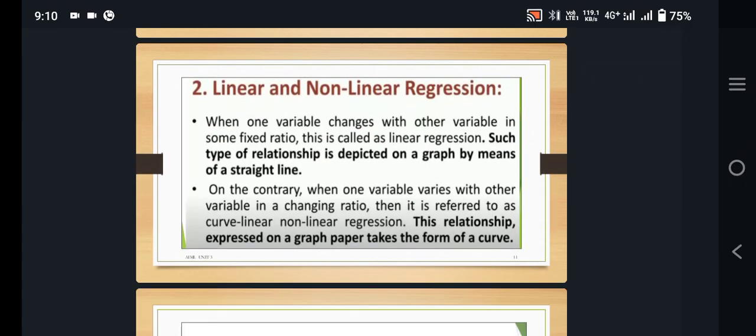Second type is linear and non-linear regression. When one variable changes with another variable in some fixed ratio, this is called linear regression. Such type of relationship is depicted on a graph by means of a straight line. But when one variable varies with another variable in a changing ratio, then it is referred to as curvilinear or non-linear regression. This relationship expressed on a graph paper takes the form of a curve.